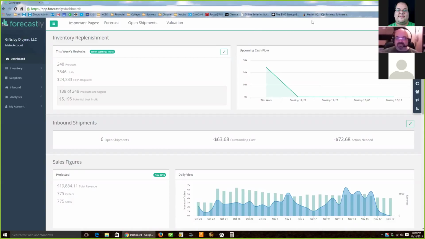So this is the main screen. When you enter Forecastly, it's their dashboard essentially. It's meant to give you a real quick snapshot of where you're at in your inventory and your stocking and that type of thing. It shows this week's restocks. These are the items that have posted an alert to restock this week. So the week starting 11/15. I'm sorry, the restocks that are due this week, showing 248 products, 3,800 units for me that need to be restocked.